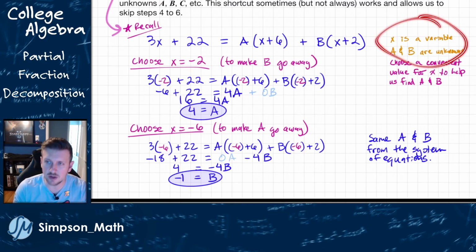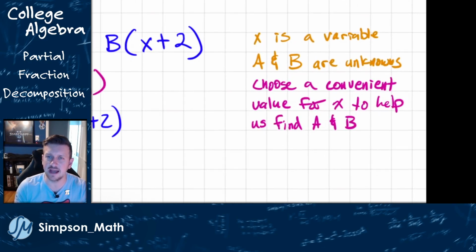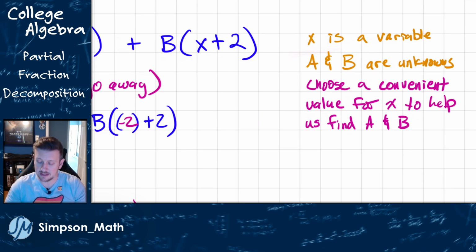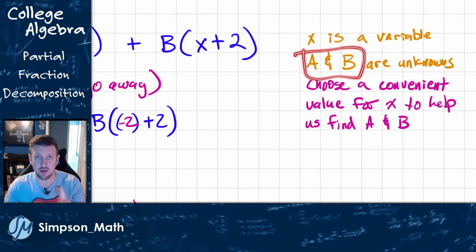All right, so one note is that I'm thinking of x as a variable. It is an unknown, but it's a variable. I could graph this function, and then x could basically take on all real numbers except where the function doesn't exist. So it is a variable. This A and B, they are a specific value, a singular specific constant. I just don't know what it is.